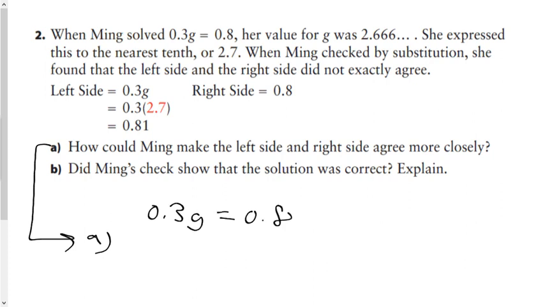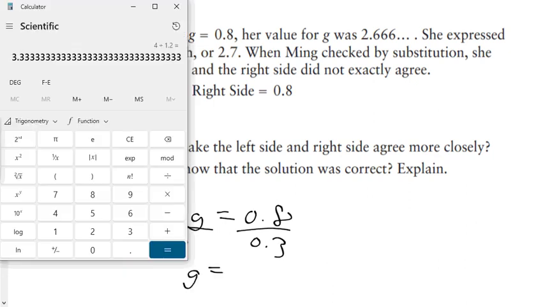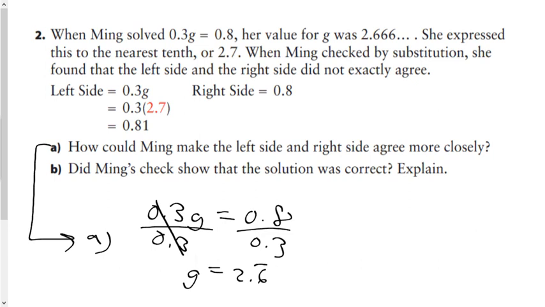So she divided both sides by 0.3. And she got g equals, and then she took her calculator and she goes, well, it's 0.8 divided by 0.3. And she got 2.6 repeating, which she said is approximately equal to 2.7. And then she said, well, hold on, let's just take this equation again, 0.3g equals 0.8.